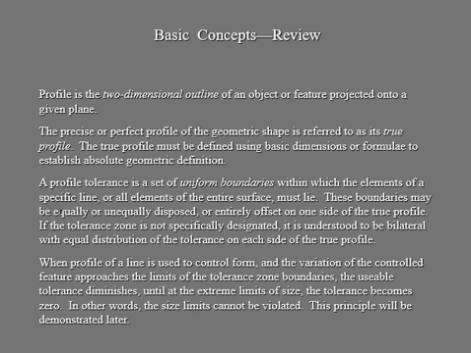These boundaries may be equally or unequally disposed. Sometimes they are entirely offset on one side of the true profile. We have already seen 3 different examples. If your tolerance zone is not specifically designated, then you have to understand that it's a bilateral. But if you have the other way around, it's going to be a unilateral. Right now, let's just concentrate on bilateral, where you have an equal distribution of the tolerance on both sides of your true profile.